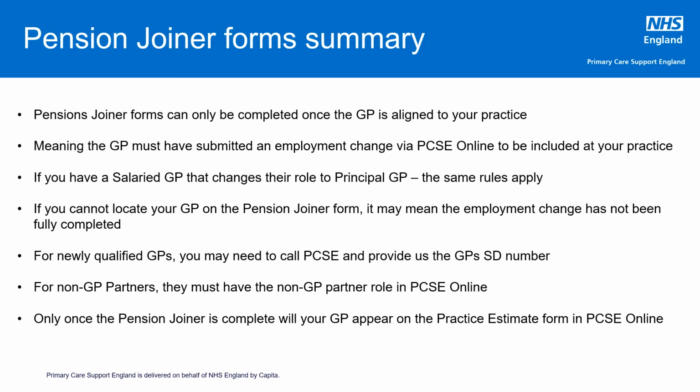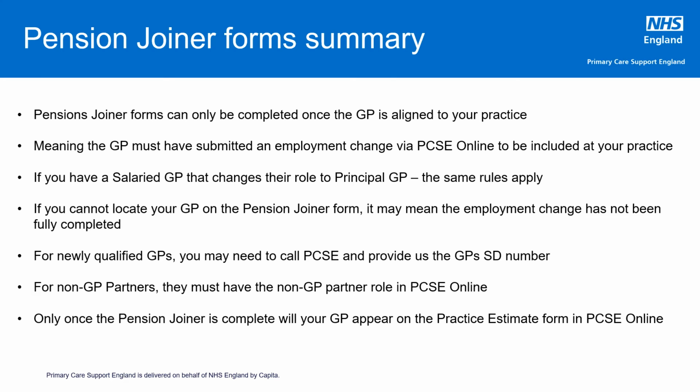To summarise the pension joiner form, pension joiner forms can only be completed once the GP is correctly aligned to your practice. Meaning, if a GP joins your practice, they need to submit an employment change via PCSE Online to be included at your practice. If you've got a salaried GP that already works at your practice and they're changing their role to a principal GP, i.e. GP partner, the same rules apply. The GP will need to log into PCSE Online to notify us of that change.